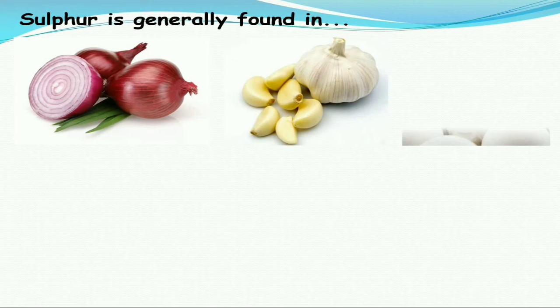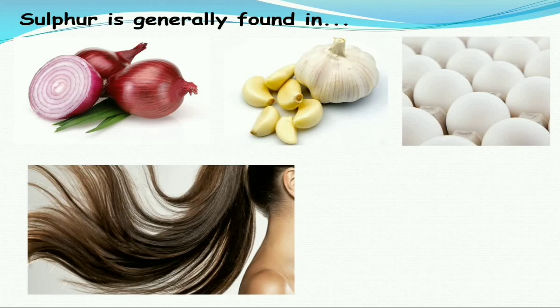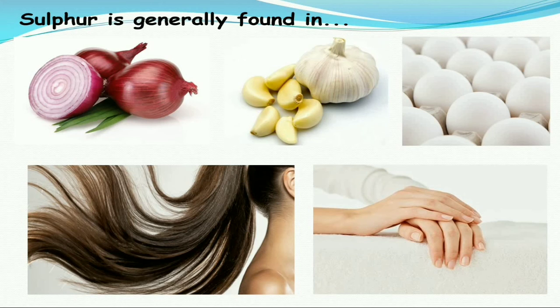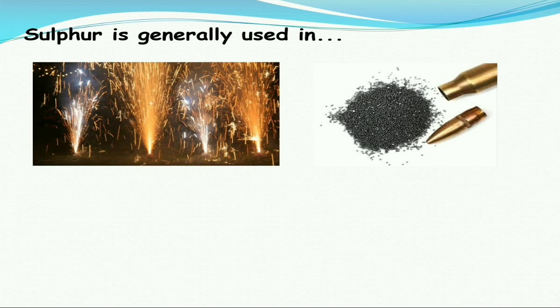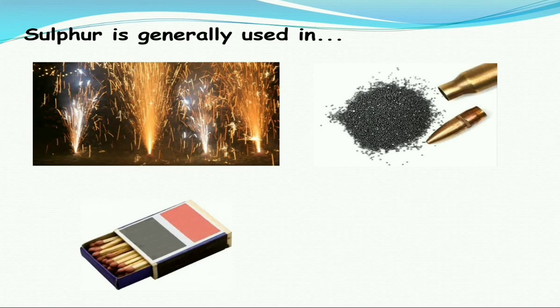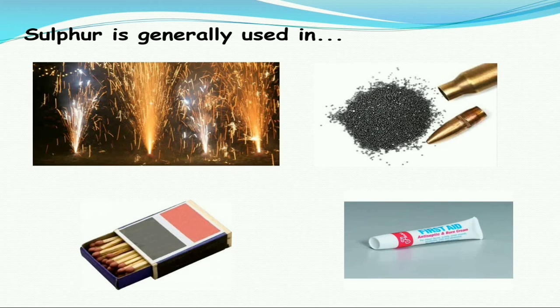Sulfur is generally found in onions, garlic, eggs, and hairs, even nails. Sulfur is generally used in firecrackers, gunpowder, safety matchsticks, and even antiseptic creams.